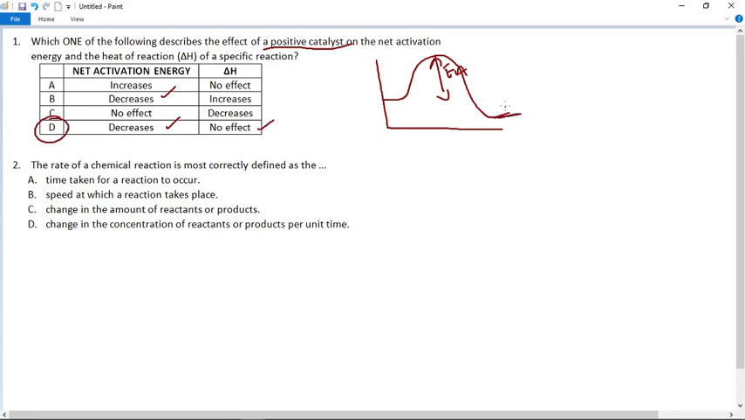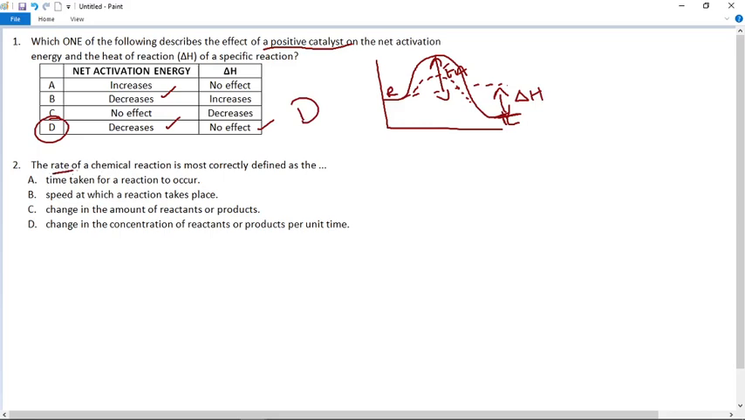Remember the delta H, this is a badly drawn graph. The delta H is the difference in energy between the energy of the reactants and the products, and the catalyst just provides an alternative pathway. It does nothing to the difference in energy between the reactants and the product, so the answer here is D.